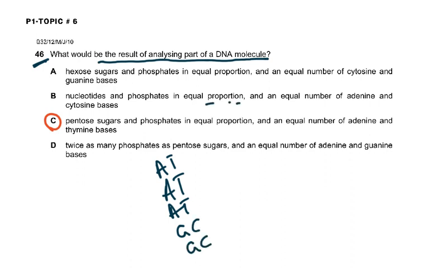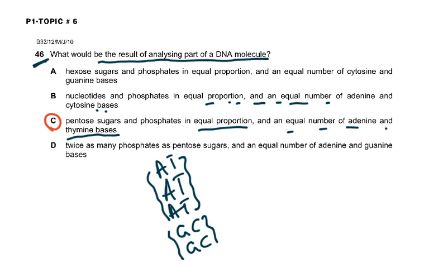Nucleotide and phosphates in equal proportion and an equal number of adenine and cytosine bases. Pentose sugars and phosphates in equal proportion and an equal number of adenine and thymine bases. Yeah, naturally, if there are 3 adenines, then there are going to be 3 thymines. If there are 2 guanines, there are going to be 2 cytosines. And then option D says twice as many phosphates as pentose sugars and an equal number of adenine and guanine. Adenine and guanine do not pair up with each other. And twice as many phosphates.